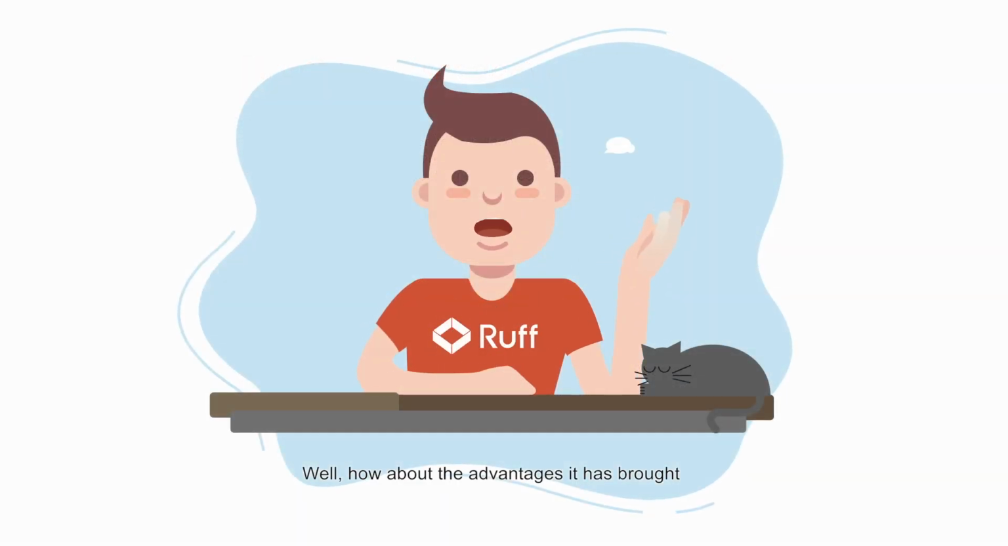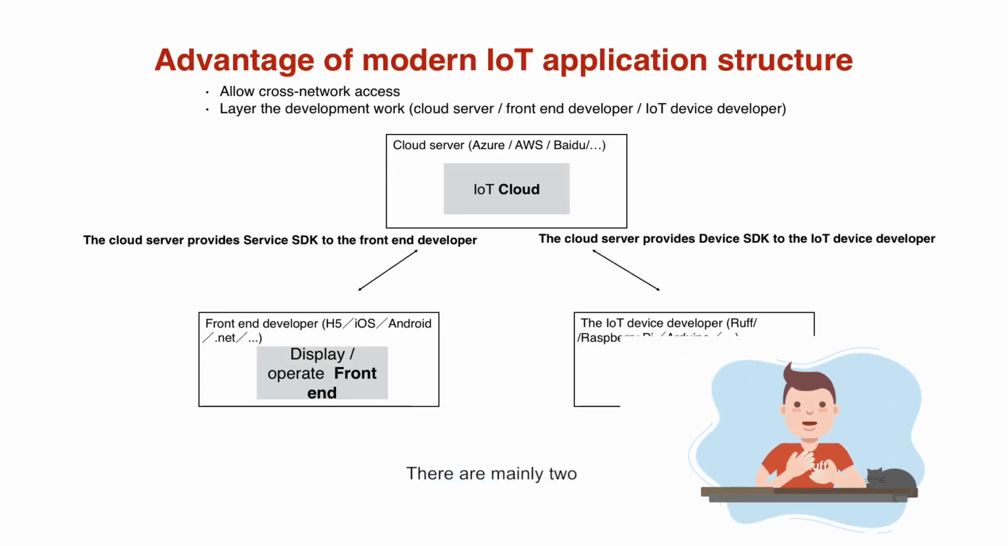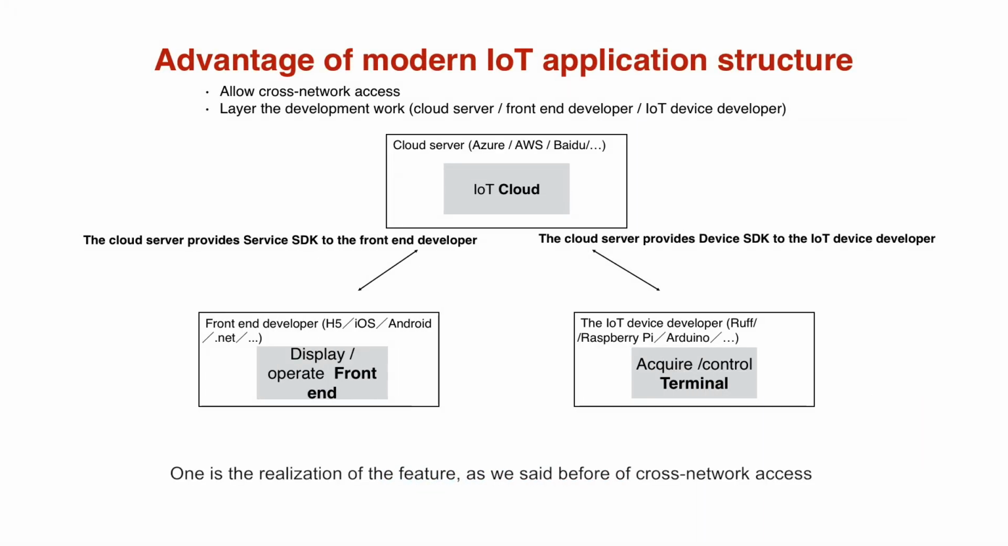How about the advantages it has brought? There are mainly 2. One is the realization of the feature, as we said before, of cross-network access. The other is that it divides the original development work of IoT application structure into some levels. After the division, there are 3 main development roles. One is the cloud provider, the second is the front-end developer, and the third one is the IoT device developer.